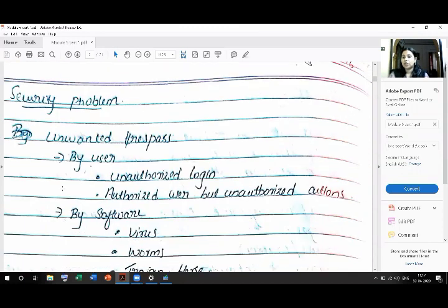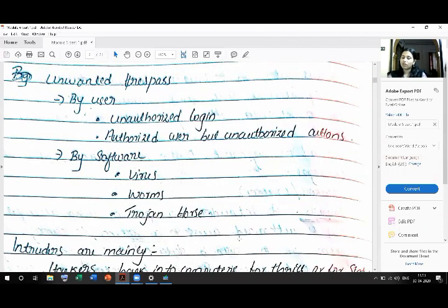The next topic is the security problems posed by intruders. The first one is unwanted trespass, which is caused by users or by software. By user, it is an unauthorized login. We already said that unauthorized users are known as attackers or hackers, and there are authorized users who exceed the limits of their authorization, which is authorized users but unauthorized actions. By software, the attacks are known as viruses or Trojan horses.